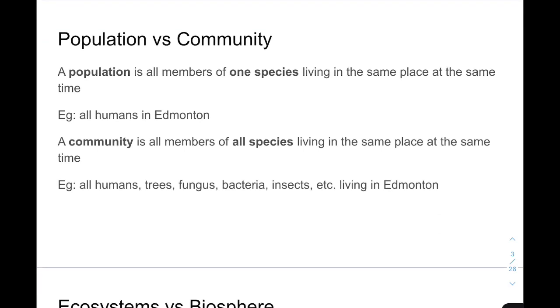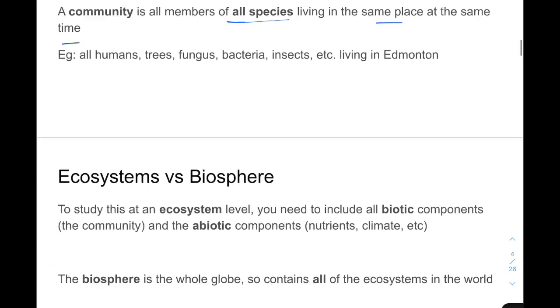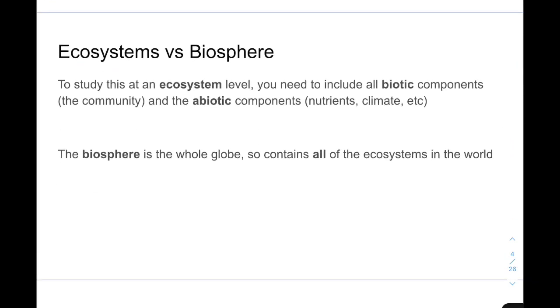Our definition of population and community: population is same species, same place, same time. Community is every species in the same place at the same time. At an ecosystem level, we look at all the communities, and also we include the abiotic components. What's the temperature? Is there enough rainfall? What are the nutrients in the soil? That kind of thing. The biosphere includes all of the ecosystems in the world. The biosphere just means the Earth, but biosphere sounds so much fancier.